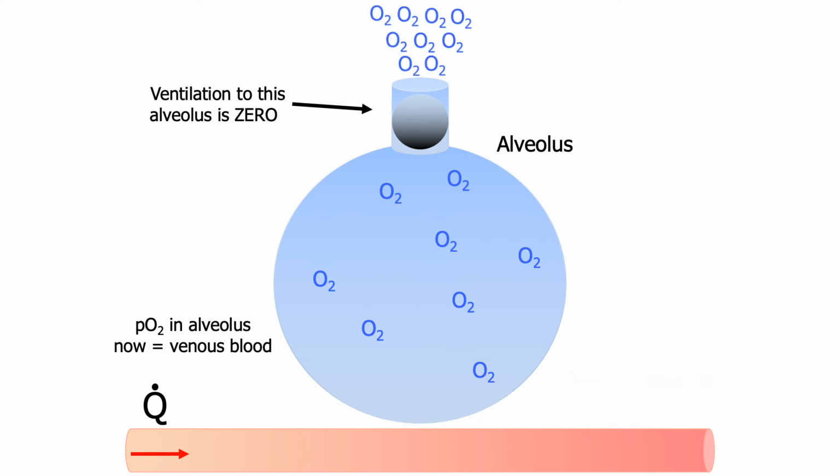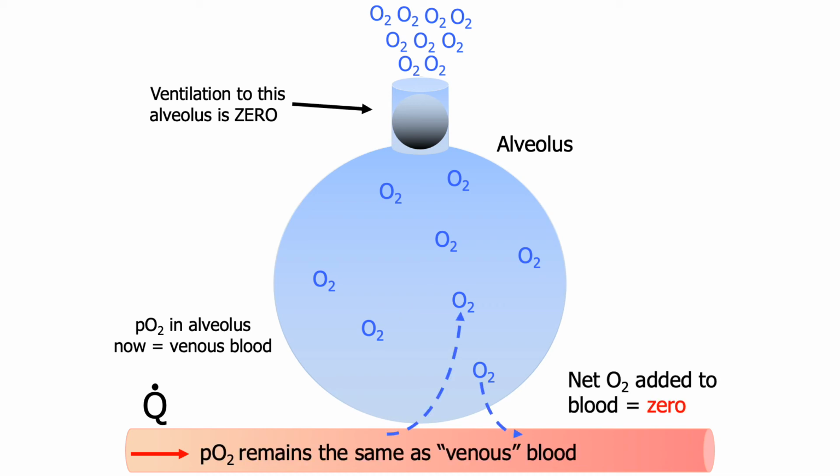Even if supplemental oxygen was administered to this patient, the supplemental oxygen would not be able to enter the alveolus because this is a shunt, and the PO2 in the blood remains the same as venous blood, and we still have zero oxygen being added to the blood with a shunt, even when we give supplemental oxygen.